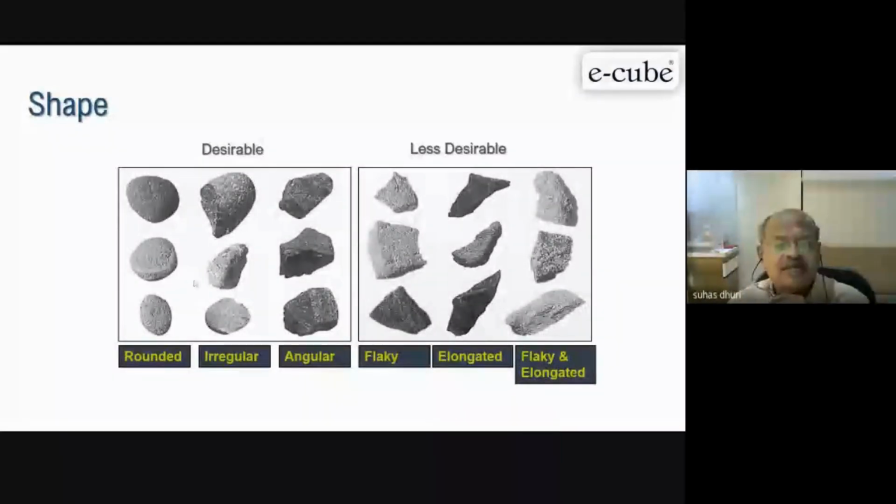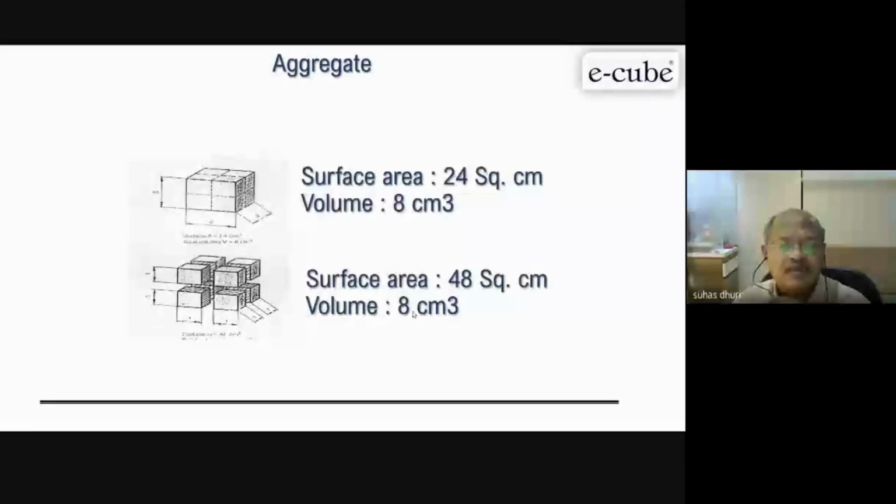As I say, this is desirable and this is less desirable. See here, this will have a lot of issues if you use it in concrete because the surface area is very, very large compared to the same size of the same material. Now you'll see how the effect comes on size. Here we have 20 mm aggregate. Surface area is 24 square centimeter, volume is the same, 8 cubic centimeter. Now this I break into 10 mm. See the surface area, just double, but volume is the same.